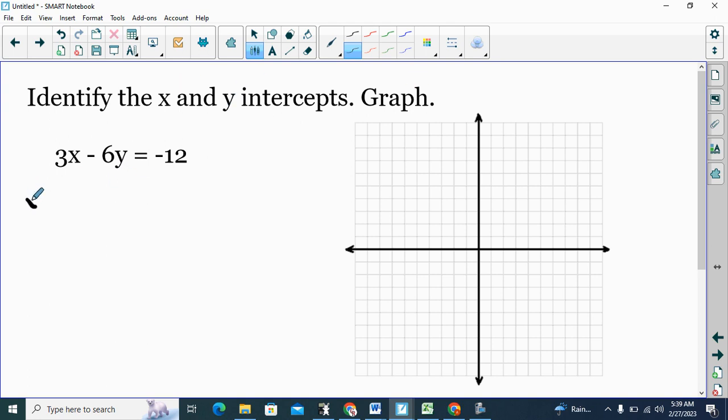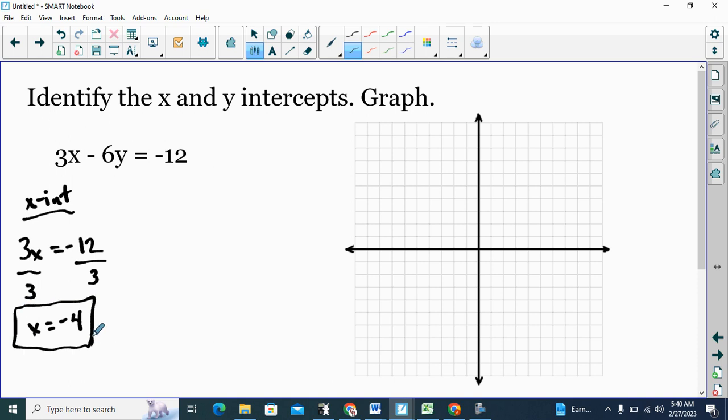To find an x-intercept, we plug in 0 for y. So that's going to give me 3x equals negative 12. If I put in 0 for y, the 6y goes away. We can solve. Divide both sides by 3, and we get our x-intercept of negative 4. So we go to negative 4 on the x-axis, and we put a point. We know that is one of the points on my line.